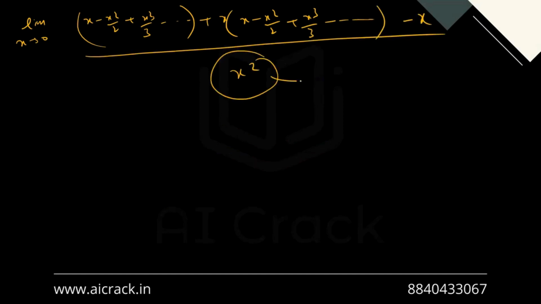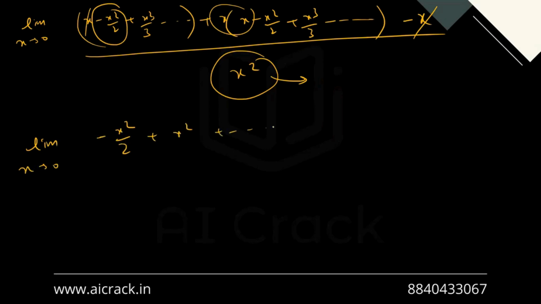Now that we have x square in the denominator, we should have terms of power 2 or higher in the numerator. So we can see that x is getting cancelled out, this one and this one, right? We have x square by 2 over here, minus x square by 2 basically, and x dot x, that is x square over here. All the other terms are actually higher degree terms. So we are getting limit x approaches 0, minus x square by 2 plus x square plus terms of higher degree, whole divided by x square.